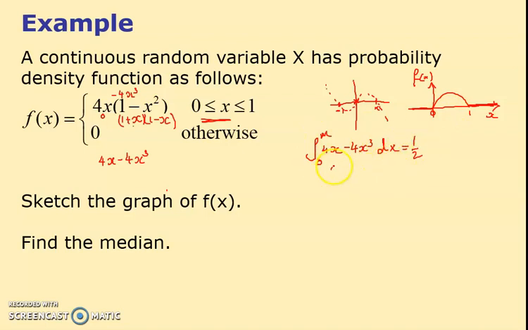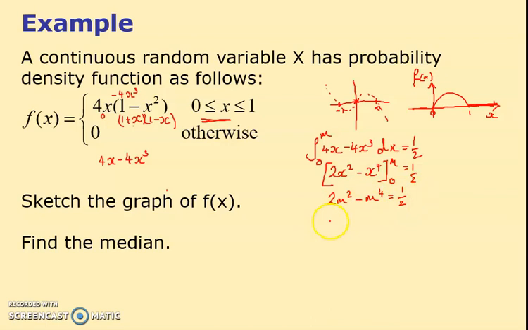So let's integrate that. I get 2x squared when I divide by the 2. I get x to the 4. That's quite nicely done, isn't it? Between 0 and m equals a half. Again, if I put 0 into this, it will disappear. So the only thing I'm going to get is 2m squared minus m to the 4 equals a half.